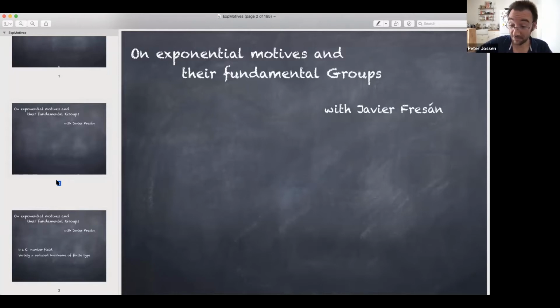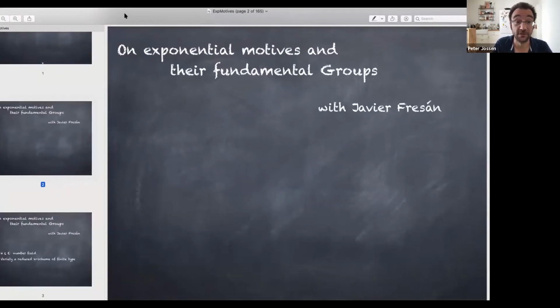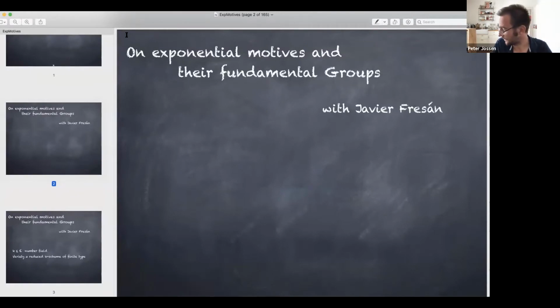My talk will be today about a theory of exponential motives and about the computation in a few examples of their Tannakian fundamental group. The whole work is joint with Javier Fresán, and we have a book in preparation about the subject. You can find this best on Javier's website because he's updating this more diligently than I am.